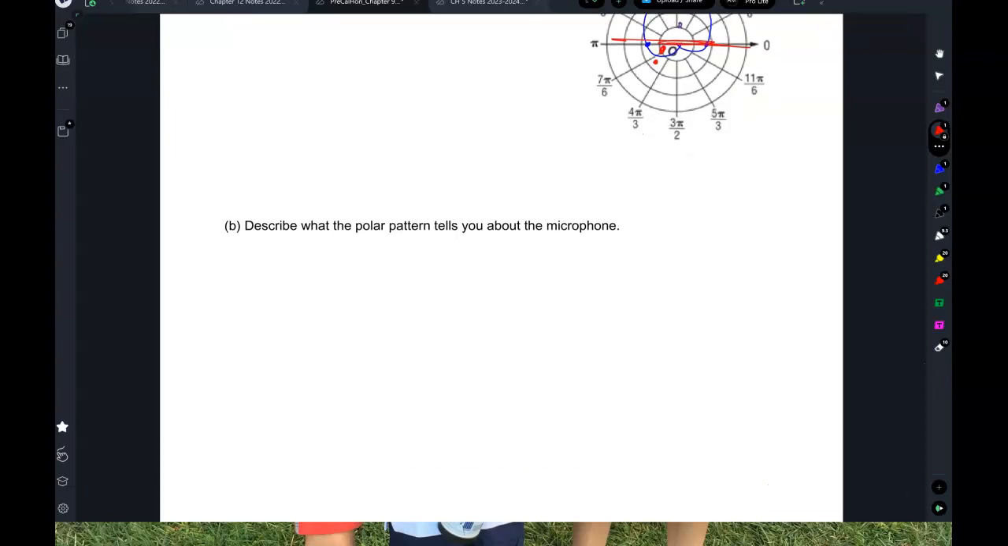So describe what the polar pattern tells you about the microphone. So basically it will pick up sound up to 7 units directly ahead.